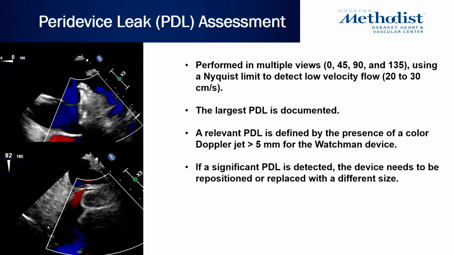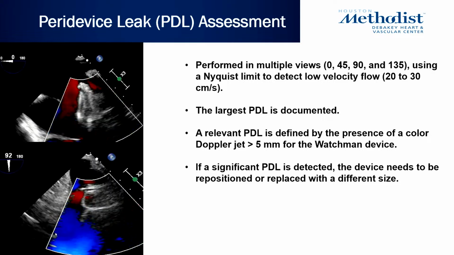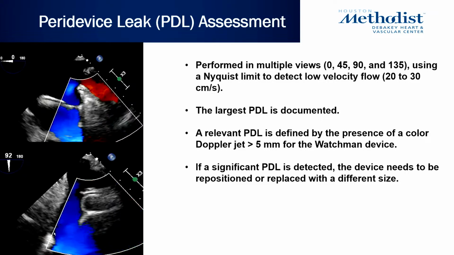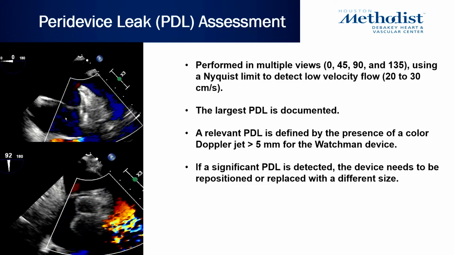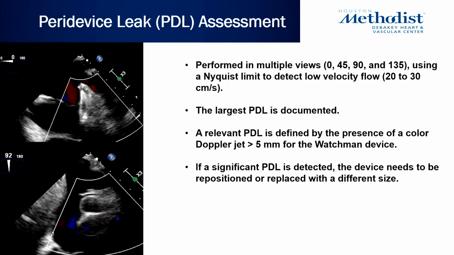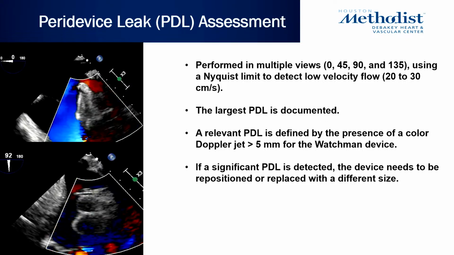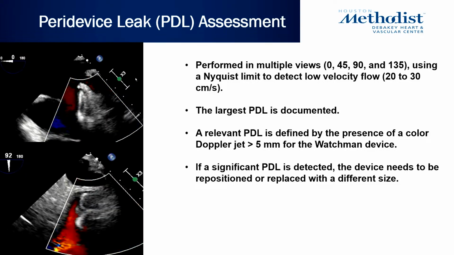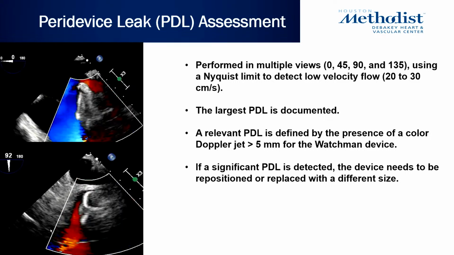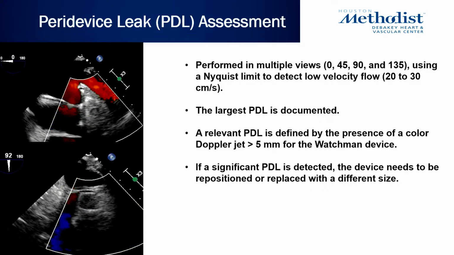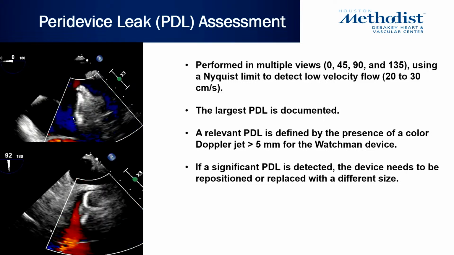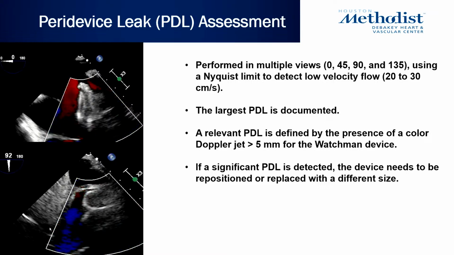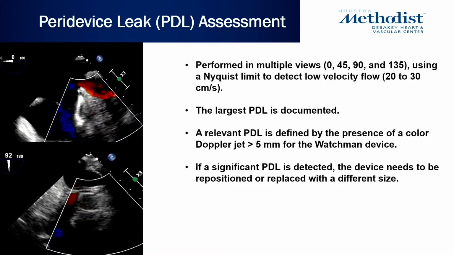Peri-device leak assessment is also performed at multiple angles, and you want to change your aliasing velocity between 20 and 30 centimeters per second. You interrogate it at different angles, and you measure the largest diameter that you're able to see. A relevant peri-device leak is defined by the presence of a color Doppler jet that's more than 5 millimeters for the Watchman device. If a significant peri-device leak is detected, then the device needs to be repositioned or replaced with a different size. Again, that's part of your pass criteria. You finally check for a leak, and don't forget to change your aliasing velocity to 20 to 30.